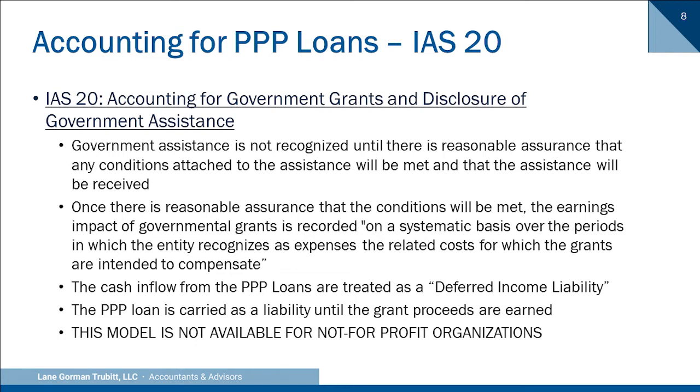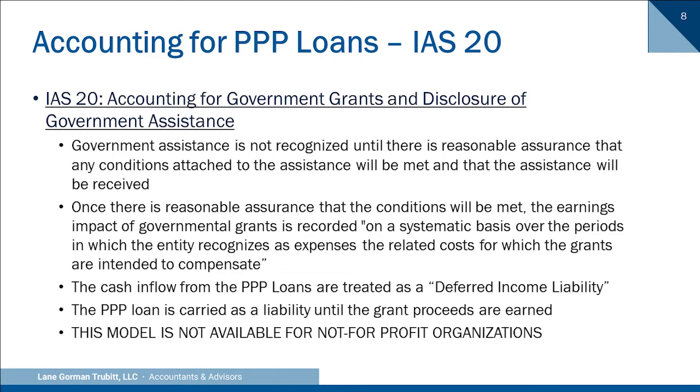Under this model, there are two choices for presenting the grant revenue on the income statement. It can be presented as one, a credit as a separate line item or under a general heading such as other income, or two, it can be shown as a reduction of the related expenses. Specifically, a business entity would record the cash inflows from the PPP loan as a deferred income liability and reflect the liability until the grant proceeds are earned.